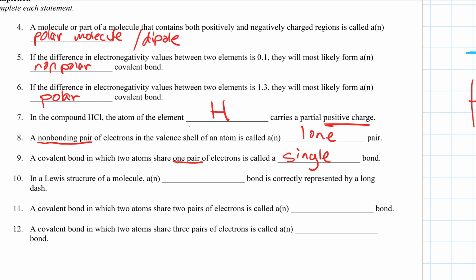Number 10, in the Lewis structure of a molecule, a blank bond is correctly represented by a long dash. So if it's one long dash, we're going to call that a single, and that would be covalent. Single covalent bond. All the bonds in Lewis structures are going to be covalent, but the important part here is a single dashed line is a single bond. Number 11, a covalent bond in which two atoms share two pair of electrons. That's going to be a double bond. Covalent bond in which two atoms share three pair of electrons is called a triple bond.